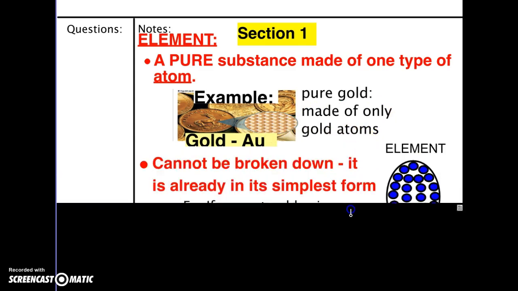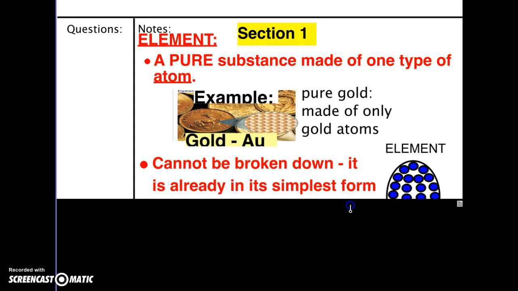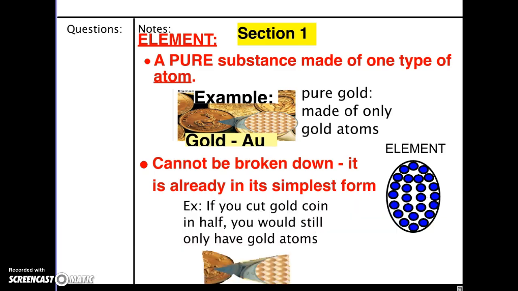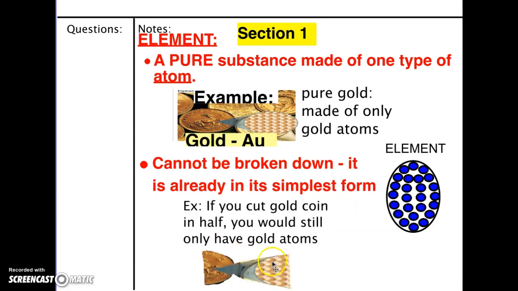Another fact about elements is that you cannot break them down because they're already in their simplest form. Like if you took that gold coin and you cut it in half, you would still only have gold atoms. You might be able to separate out even one atom, but you would still have a gold atom. So elements are pure substances made of one type of atom. Gold is an example, and it cannot be broken down because it's already in its most simple form.